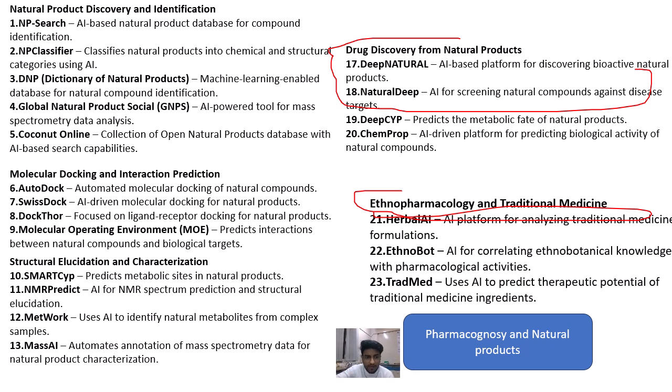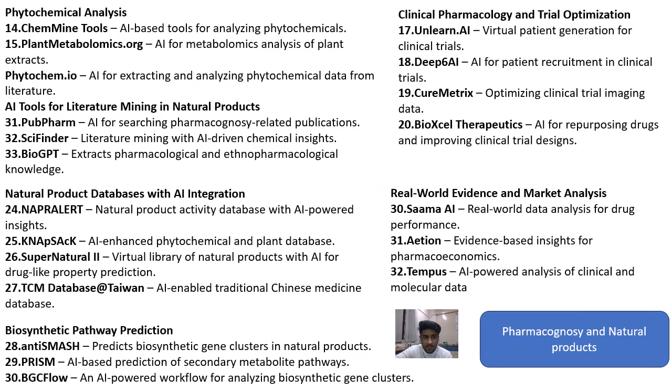Molecular docking, you have DockThor, SwissDock, and all. And this is a very good one, COCONUT Online. So you have a collection of all the natural product databases, and it has a lot of search capabilities like filters, if region specific or culture specific or phytochemical constituent specific. You can apply a lot of filters out here as well. So you can have a look at it as well.